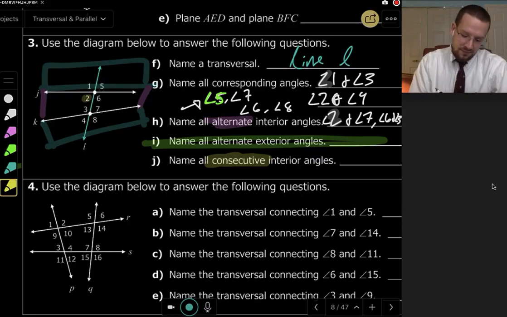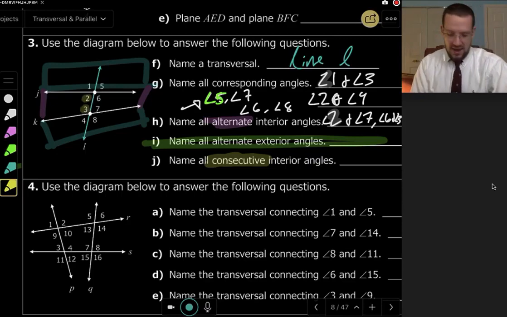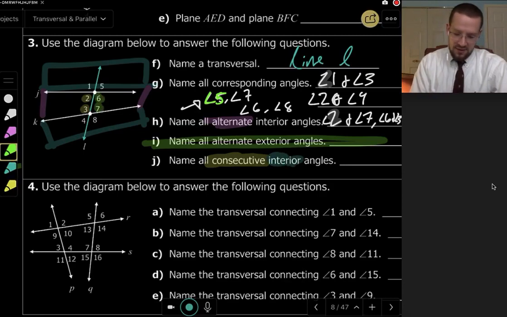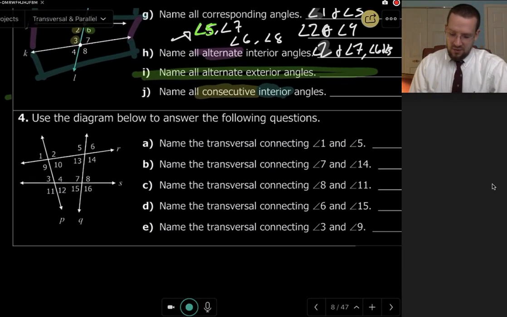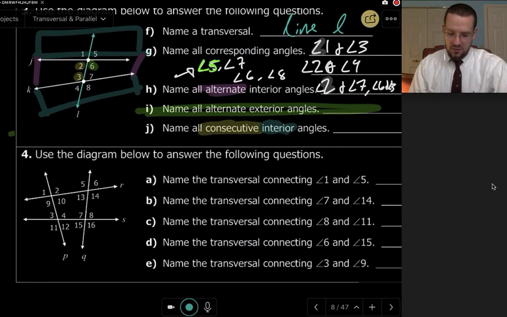So 2 and 3 are consecutive, and they're on the interior region, right? And also we have 6 and 7. These are also consecutive and in the interior here. So those are our consecutive interior angles. Okay, so this is all just naming the angles formed by the transversal, which we can do.